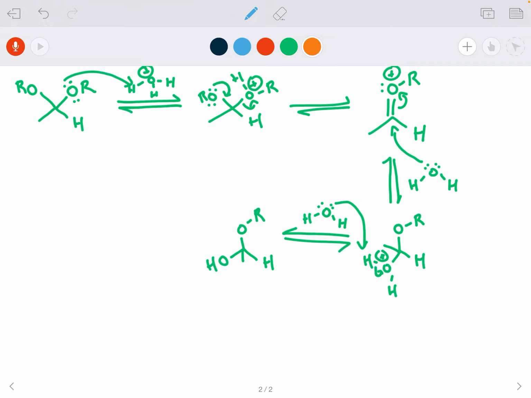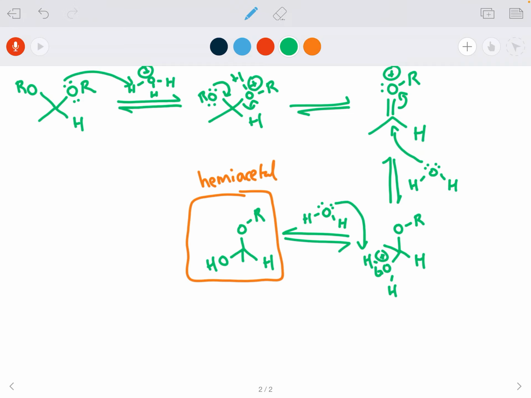And I'll get now this intermediate. If you remember, this is my hemiacetal. When we formed the acetals, there were 7 or 8 steps total, and we formed the hemiacetal as one of those. So now we're going in the reverse direction, and we've got the hemiacetal.